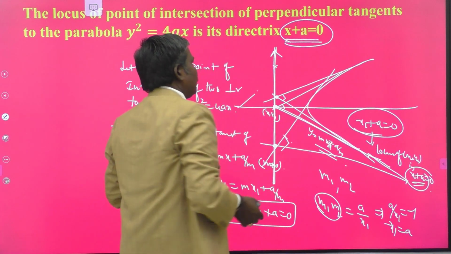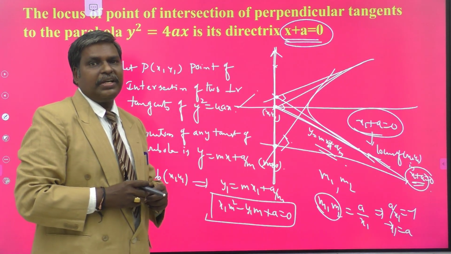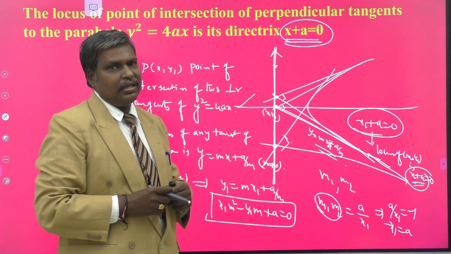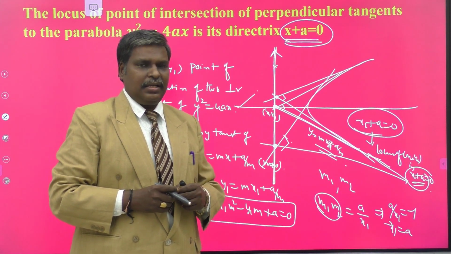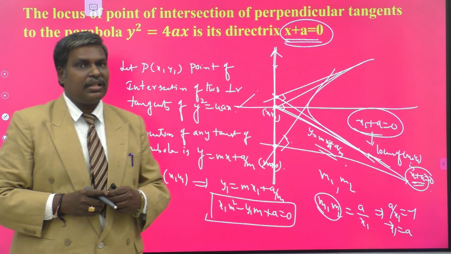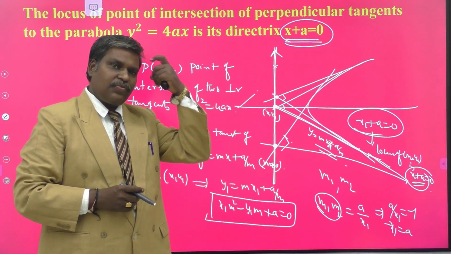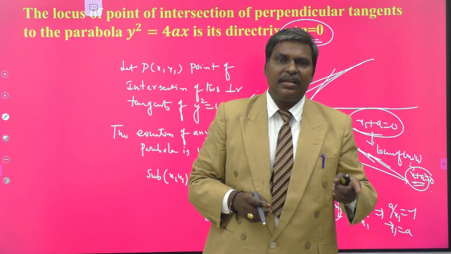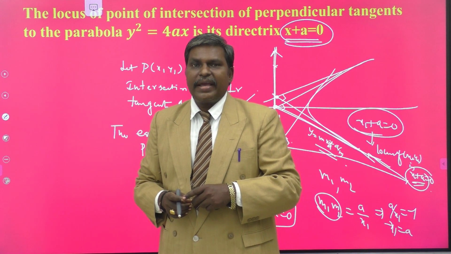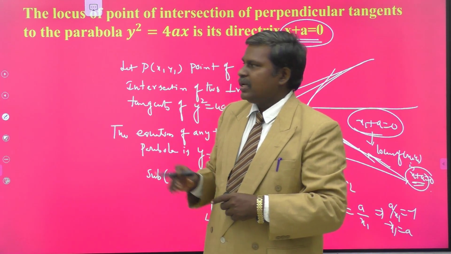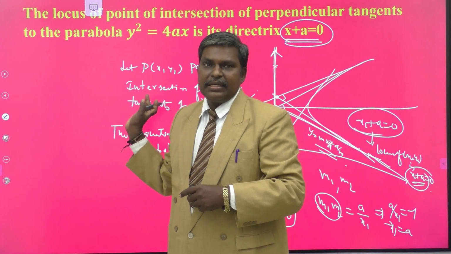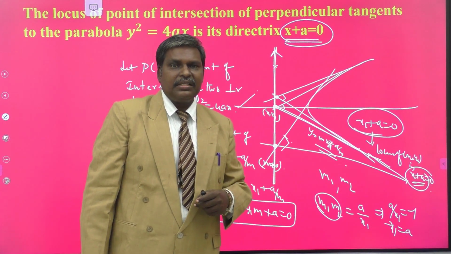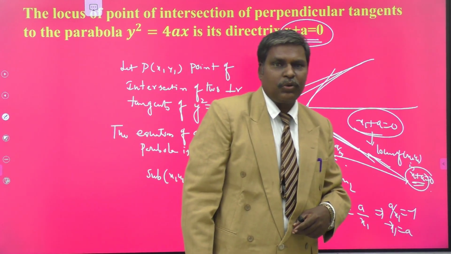Already we discussed the same type of result in circles. The locus of the point of intersection of perpendicular tangents to the circle is what, my dears? That is also another circle. That circle is called the director circle. Recall that one. For x² + y² = a², it is x² + y² = 2a². Here, not a director circle, it is the directrix. The locus of the point of intersection of perpendicular tangents is its directrix. Okay.